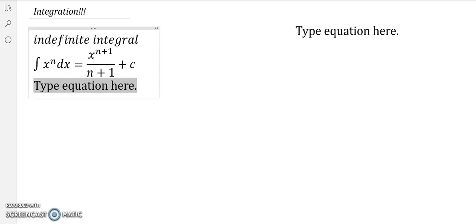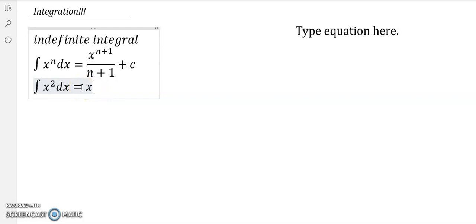Okay guys, let's have few examples. We have the integral of x to the power 2 dx equal to, comparing these two, in our case here, in place of n we got 2, meaning that because n is 2, we will have 2 plus 1 all divided by 2 plus 1 plus the constant c. Okay, let's answer this one.